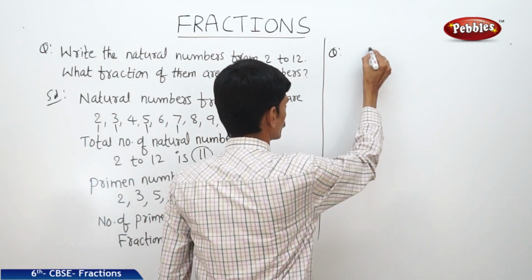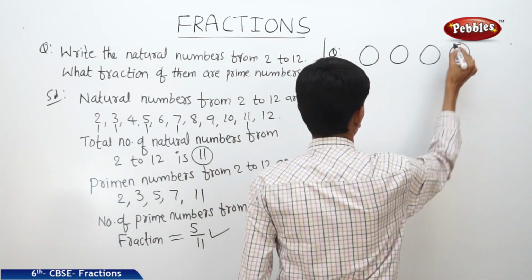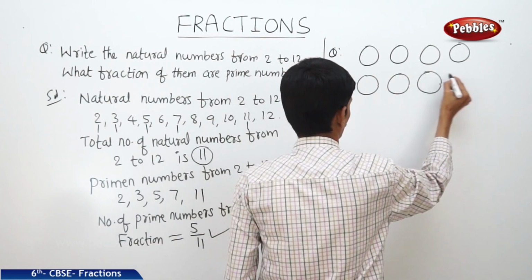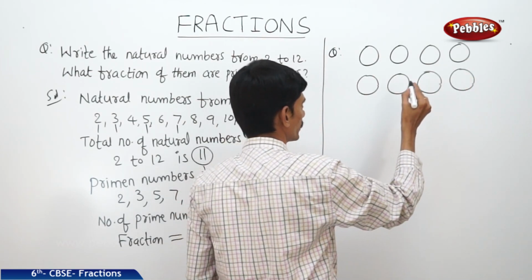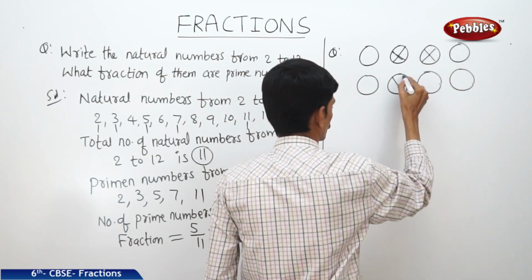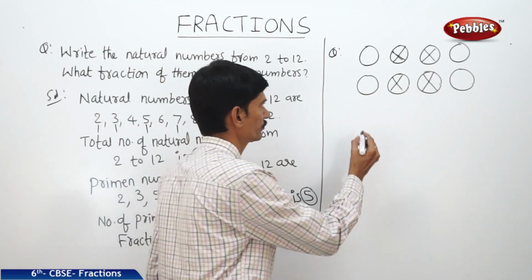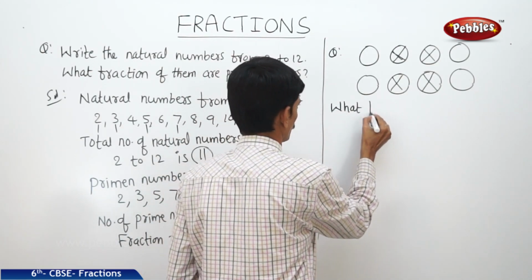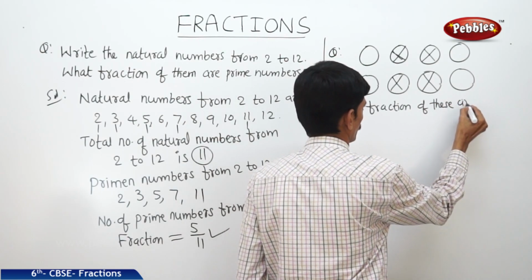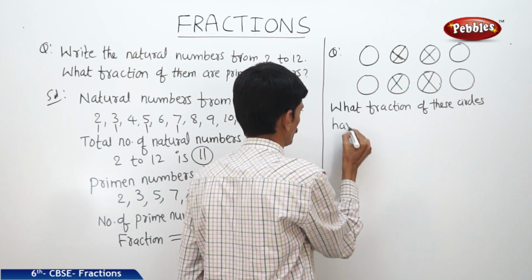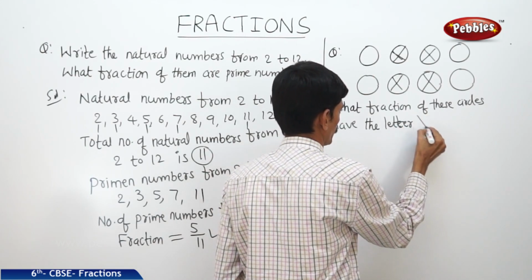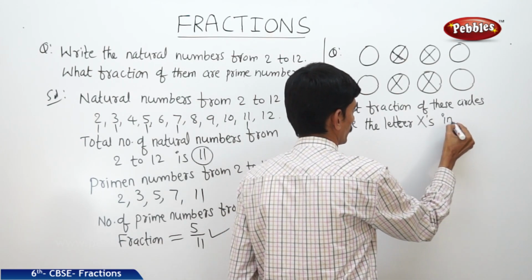There are some circles, 8 circles. 1, 2, 3, 4, 5, 6, 7, 8, and out of these 8 circles, in 4 circles there is a letter X. What fraction of these circles have the letter X in them?